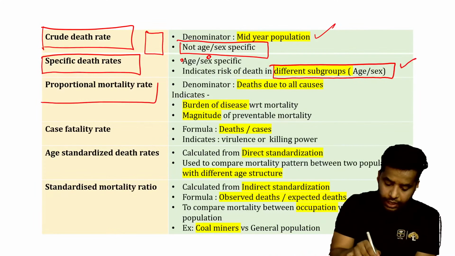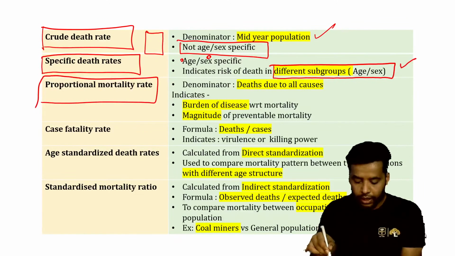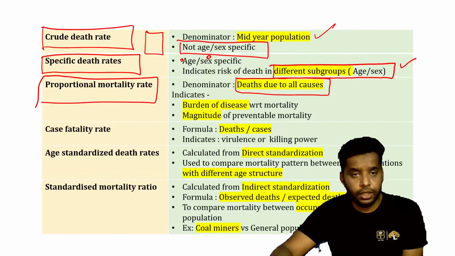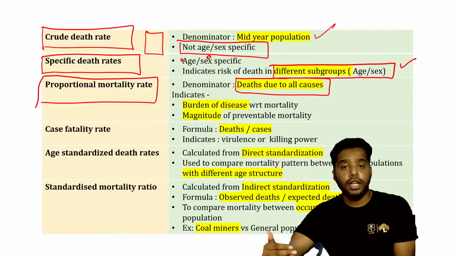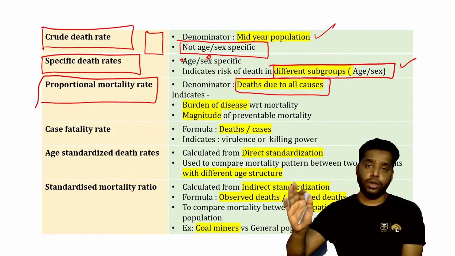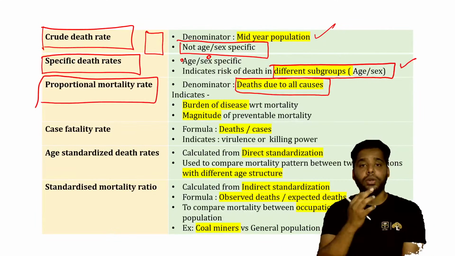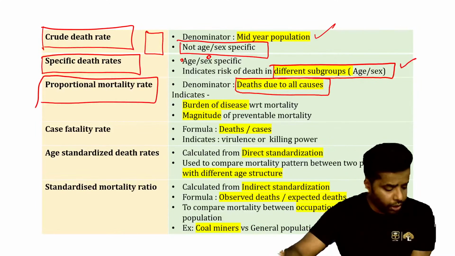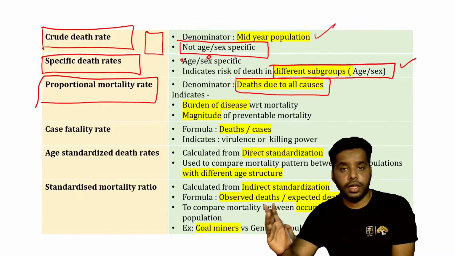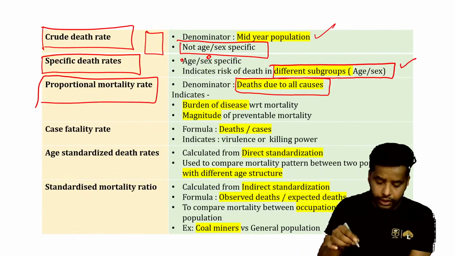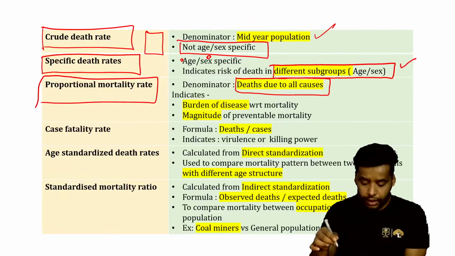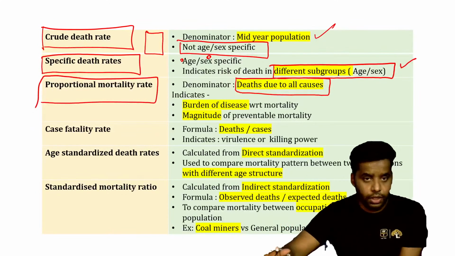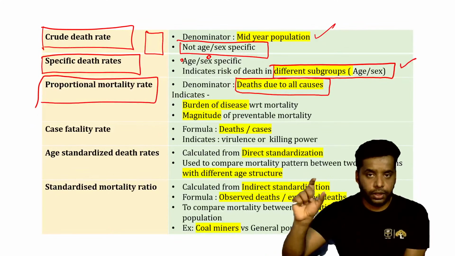Proportional mortality rate means, out of the total entity, the denominator is deaths due to all the causes, but the numerator will tell deaths due to a disease. If I want to know the contribution of tuberculosis, numerator is deaths due to tuberculosis. Denominator is total deaths due to all the causes. If I want to know the contribution, then we use proportional mortality rate.